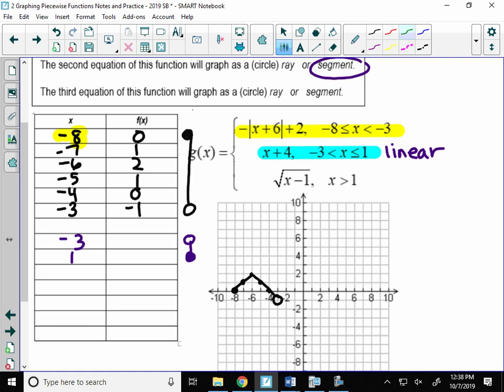What's -3 plus 4? 1. So -3, 1 is a point. That's an open dot. And then 1 plus 4 is 5. So 1, 5 will have a closed dot, and I can connect them.